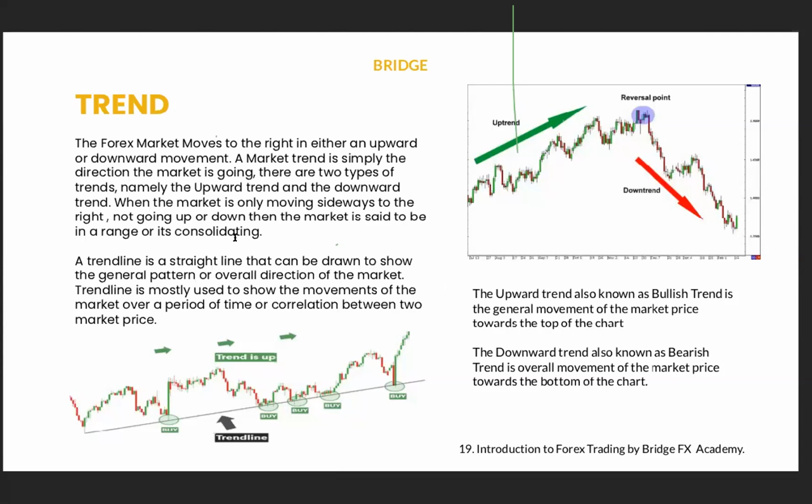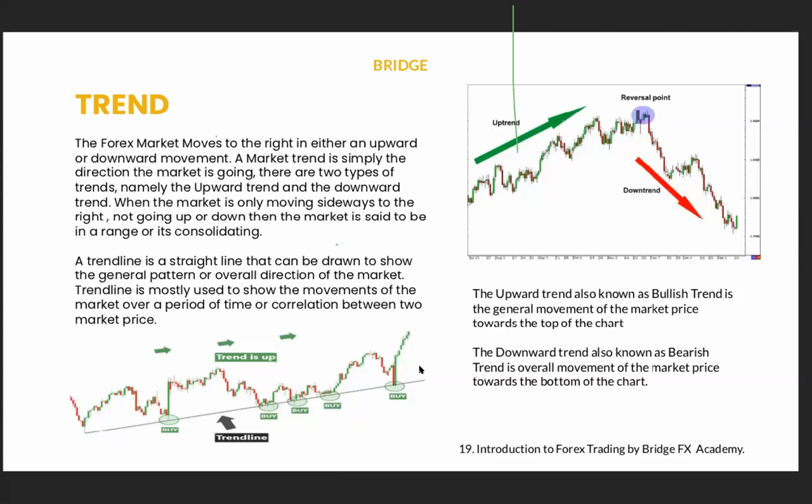All right. So let's talk about trend line now. A trend line is a straight line that can be drawn to show the general pattern or overall direction of the market. Trend line is mostly used to show the movement of the market over a period of time or correlation between two market prices.